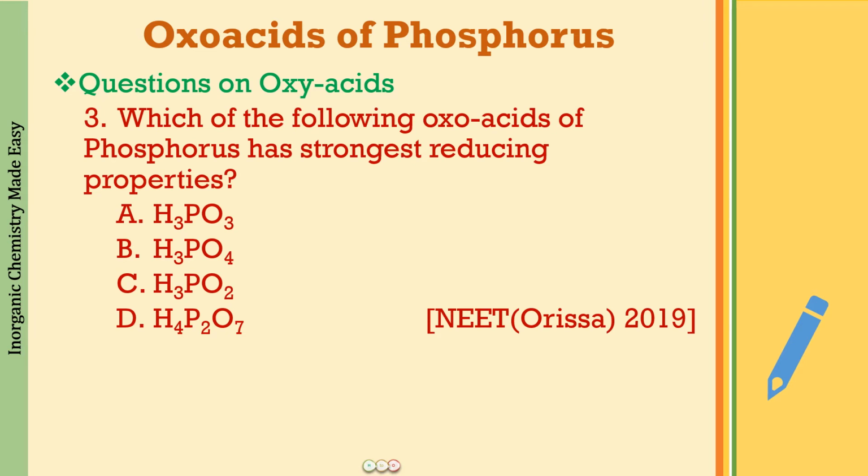The next question: which of the following oxo acids of phosphorus has the strongest reducing properties? This is a question which has been asked in the NEET Odisha 2019 examination. The choices are H3PO3, H3PO4, H3PO2 and H4P2O7. So please do that first and then we will look at the solution.